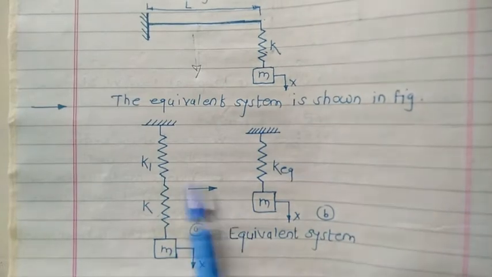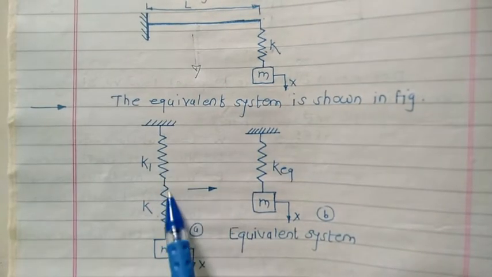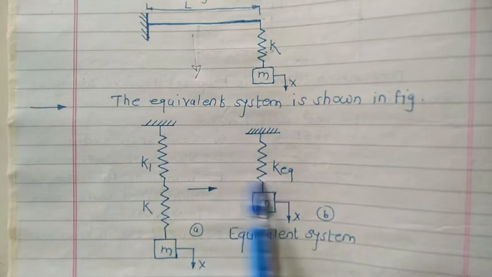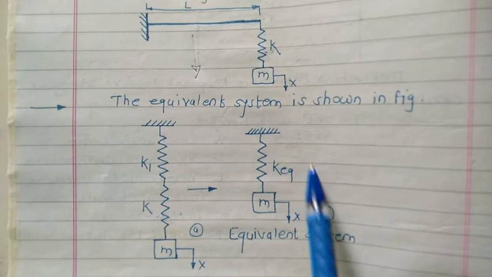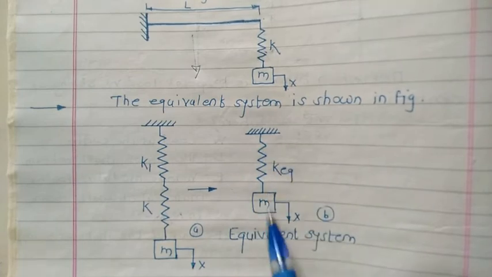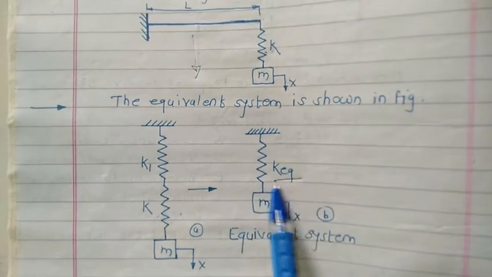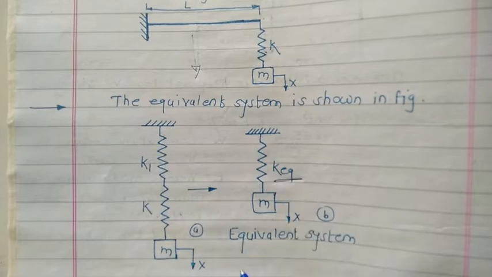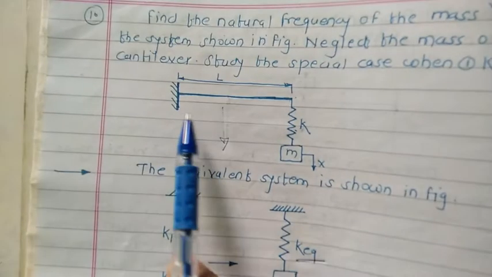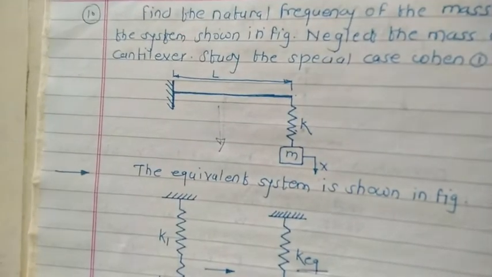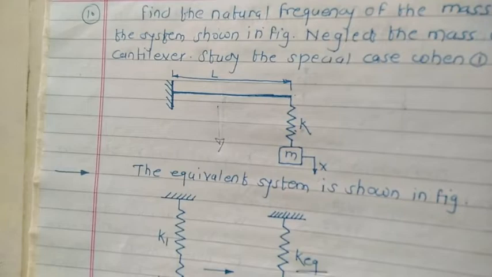If I again take the equivalent, we can replace both springs by one equivalent spring. At last, we get a spring mass system like this one. Our target is to get the value of this equivalent stiffness. For that, look at the cantilever beam system, which we have already seen while discussing the cantilever beam case.